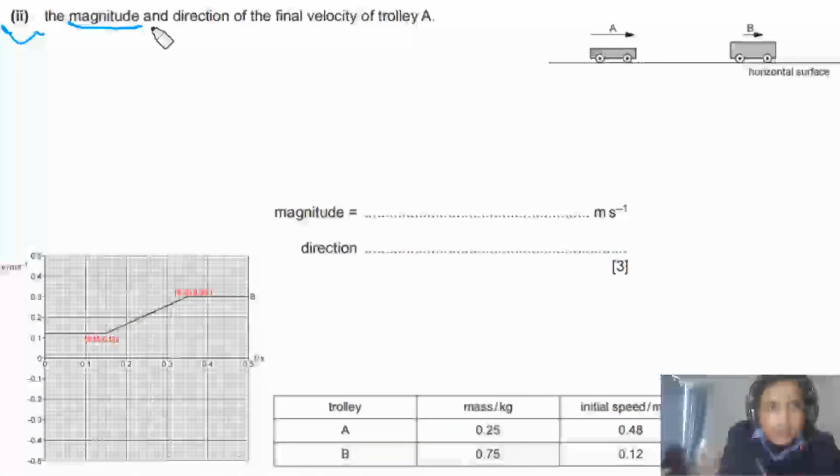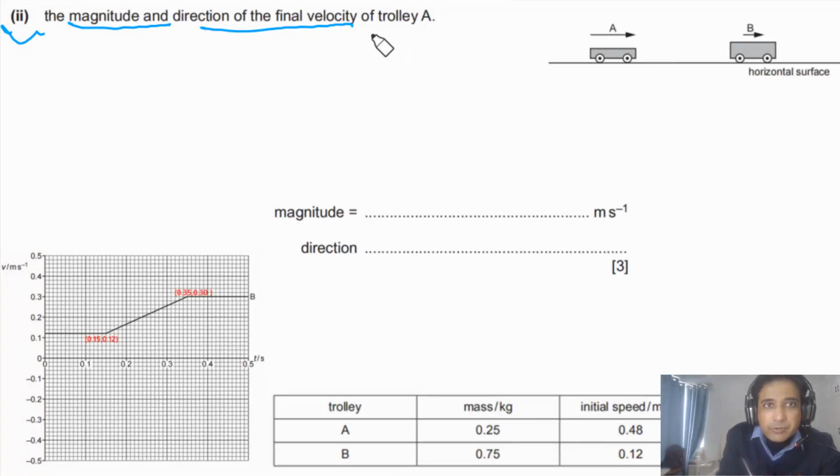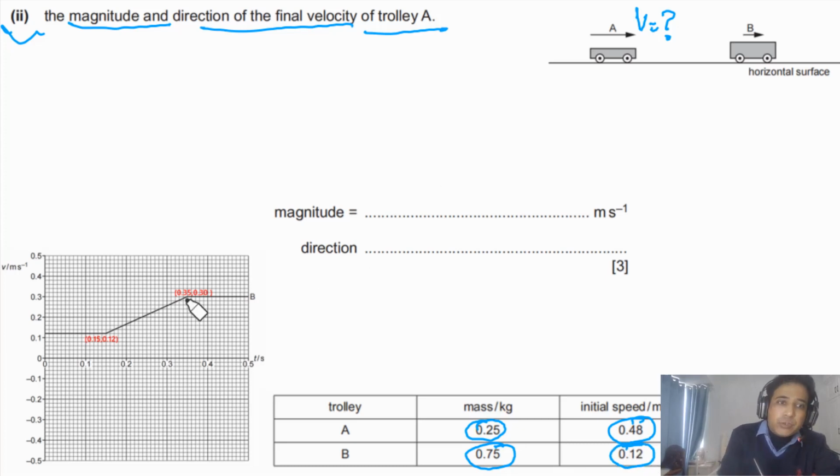The second part says the magnitude and direction of the final velocity of trolley A. It means calculate the magnitude and direction of the final velocity of trolley A. For this question, we have the mass of trolley A, the mass of trolley B, the initial speed of trolley A, and also the initial speed of trolley B. And we can also find the final velocity of trolley B from this graph.